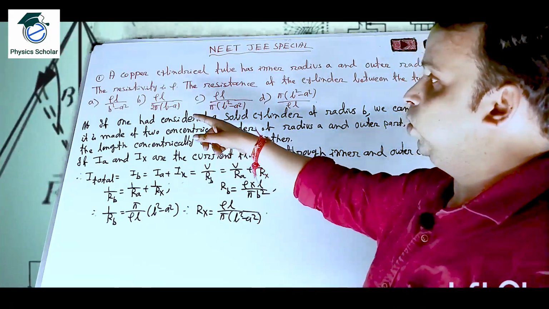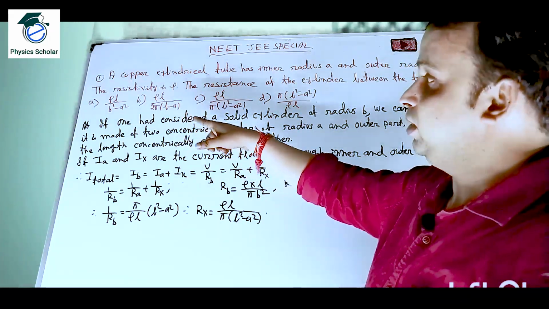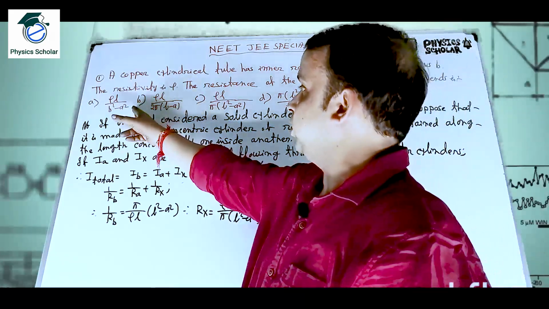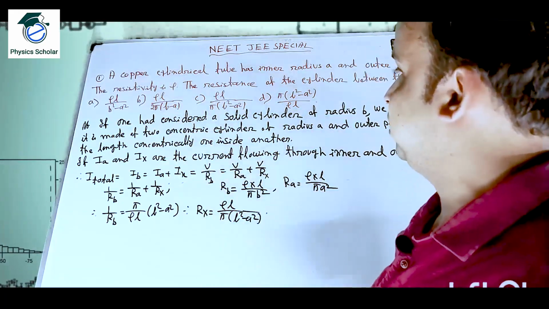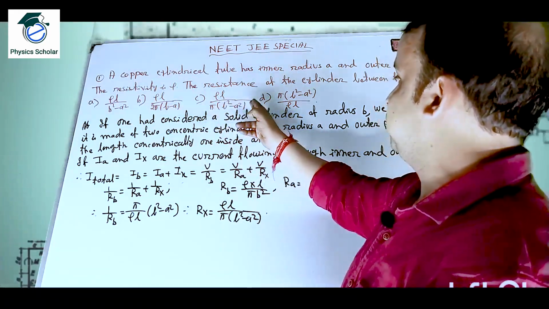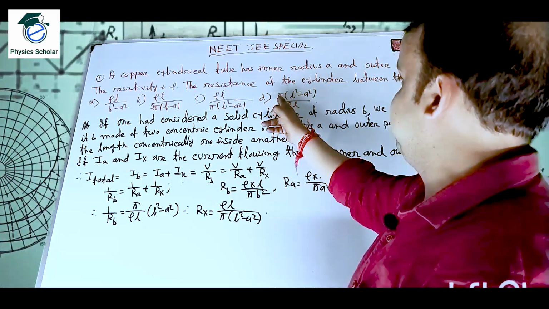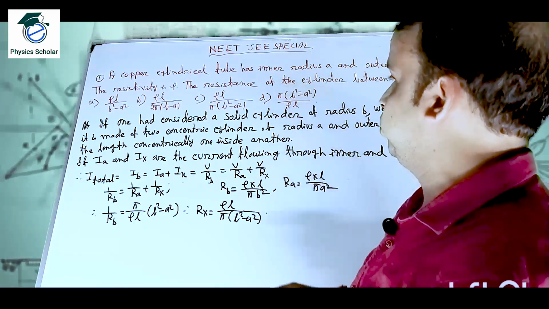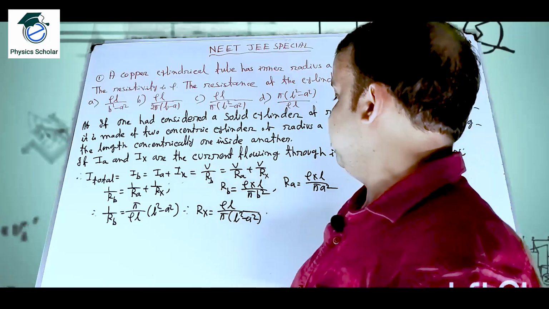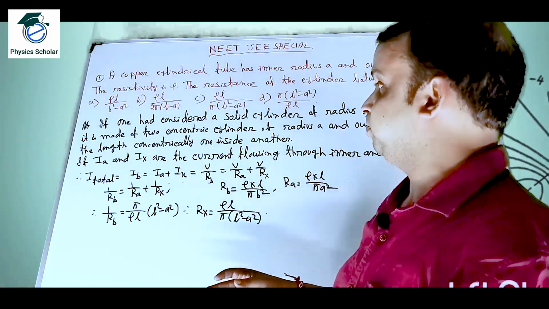Four options are given: rho into L, where L means length; rho into L by B square minus A square; rho into L by 2 pi into B minus A; rho into L by pi into B square minus A square; and option D is pi into B square minus A square by rho into L. So which option will be correct? That we have to find out.